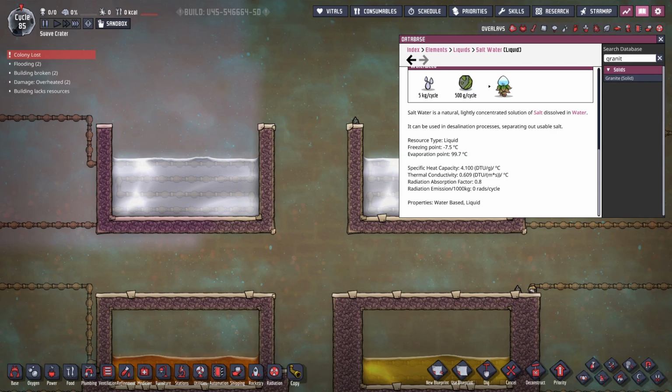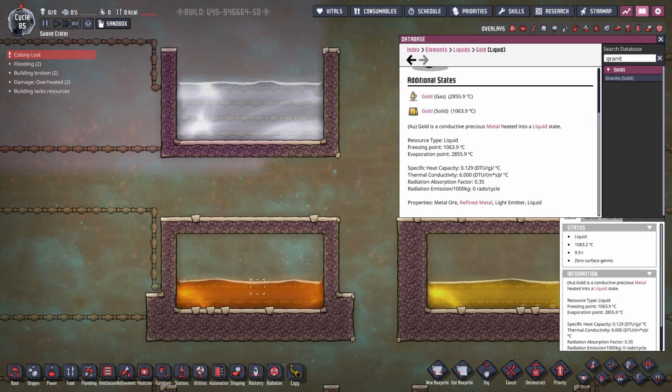Let's now look at the thermal conductivity, and we can see that the salt water has a thermal conductivity of 0.609 DTU per meter per second per degree. This represents how fast the element can transfer heat. So the higher it is, the faster the heat is going to be transferred, and the lower this value is, the slower the heat is going to be transferred by that element. If you want to transfer a lot of heat, you want a high thermal conductivity, but on the other hand, if you don't want to transfer a lot of heat, you want that thermal conductivity to be as low as possible.